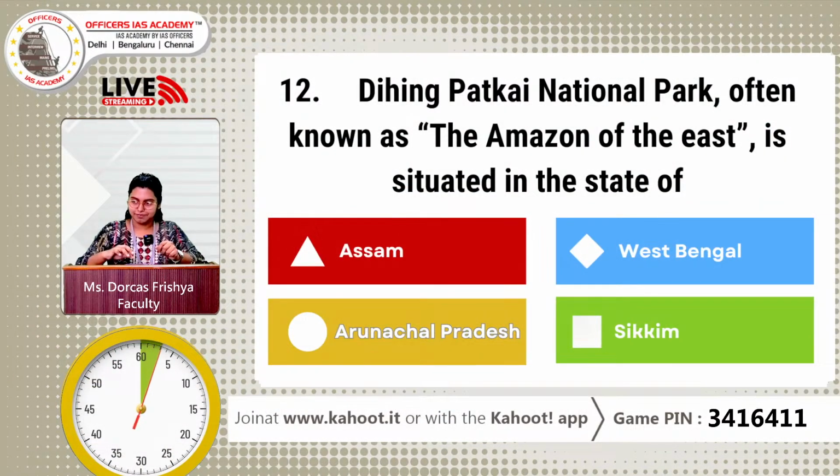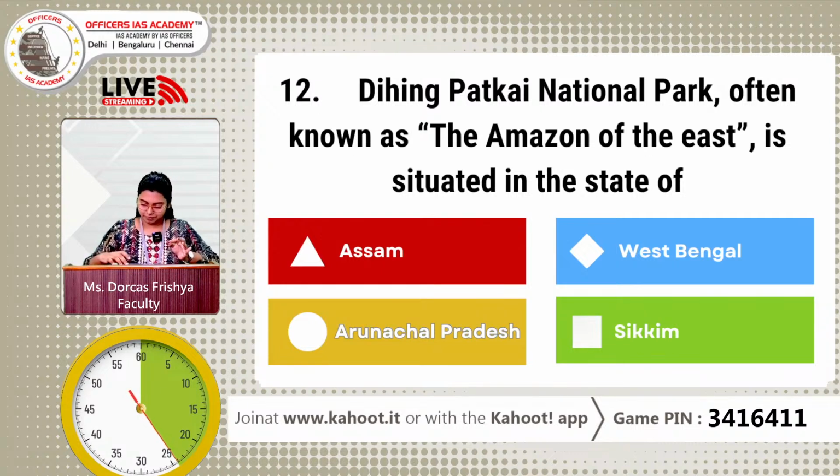Question number 12. Dihang Patkai National Park, often known as the Amazon of the East, is situated in the state of Dash. A. Assam, B. West Bengal, C. Arunachal Pradesh, and D. Sikkim. Dihang Patkai National Park, DPNP. Alright, so in which place is this national park situated?